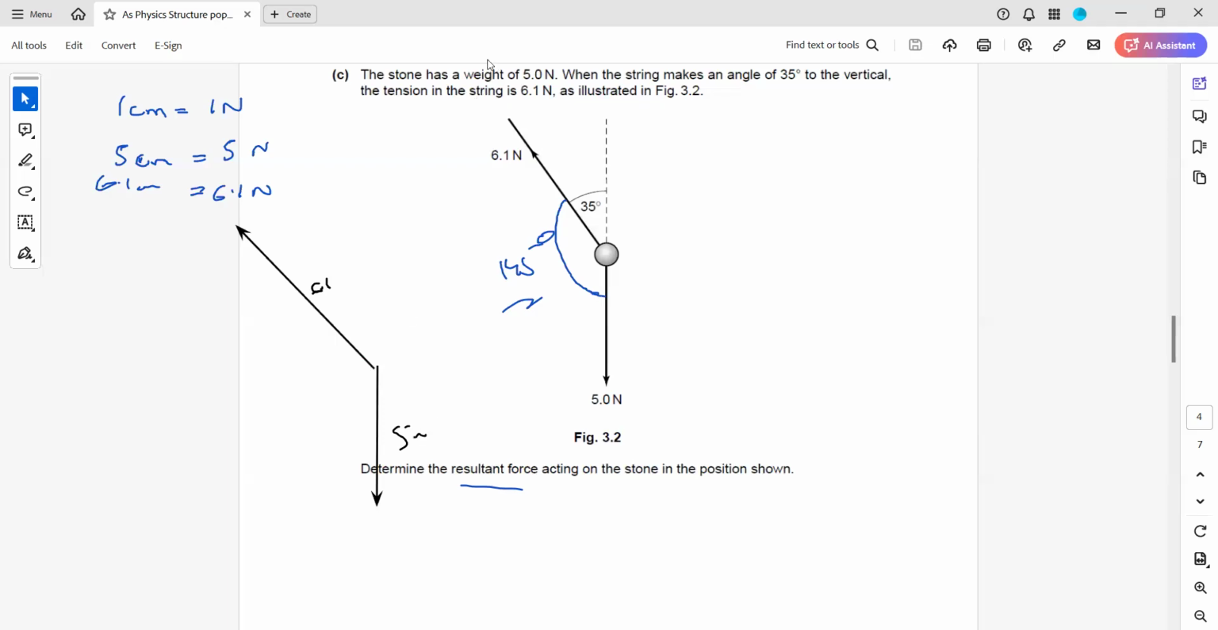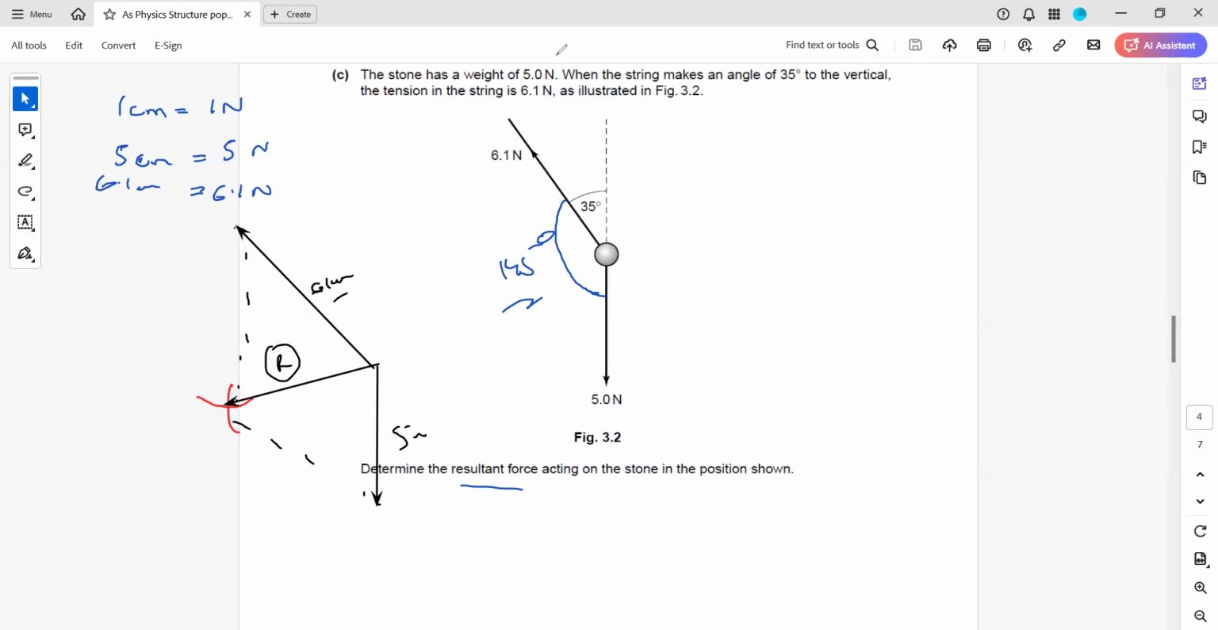Now, in a parallelogram method, we complete a parallelogram. Open the compass 6.1 centimeter, place it on the opposite side, draw an arc. Open the compass 5 centimeter, place on the opposite side, draw an arc. Join from the tail of the first to the head of the last, that will be your resultant. And complete the diagram so it makes a parallelogram. This is a parallelogram method. Is it clear? And you have to measure the length of the resultant. That's a parallelogram method. You can also use a triangle method.